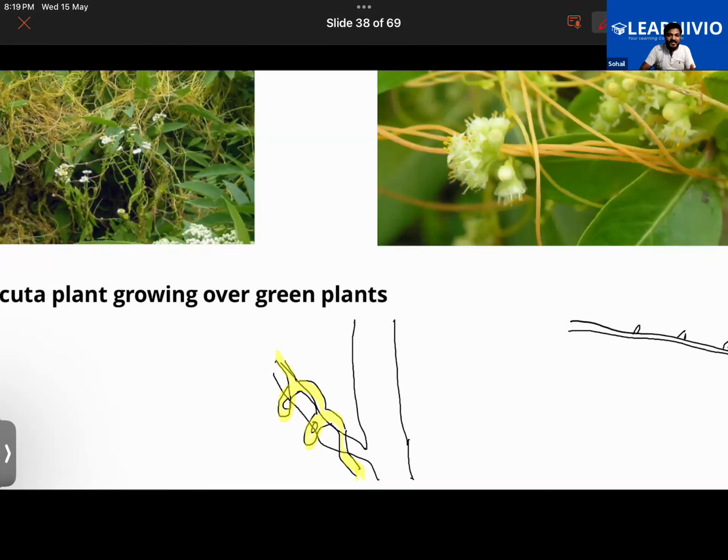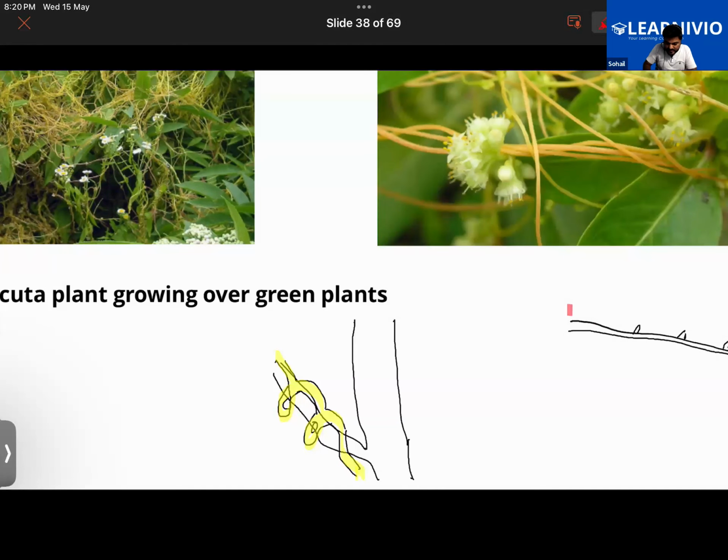So cuscuta has got a unique mode of obtaining nutrition from host organisms. Let me repeat what I have just said. It obtains nutrition from its host in such a manner that there would be some structures like this, as I was telling you, coming out of the body of cuscuta, and that will start to connect with the tissues of the host organisms. So you can understand it in this manner.